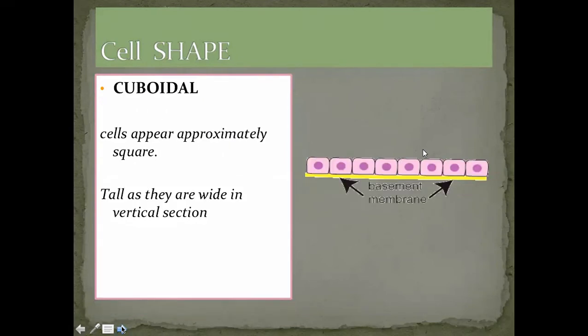Okay. Another is cuboidal, cubes. Okay? So the cells are approximately square-like. So that is cuboidal. So they are described as tall as they are wide in the vertical section.